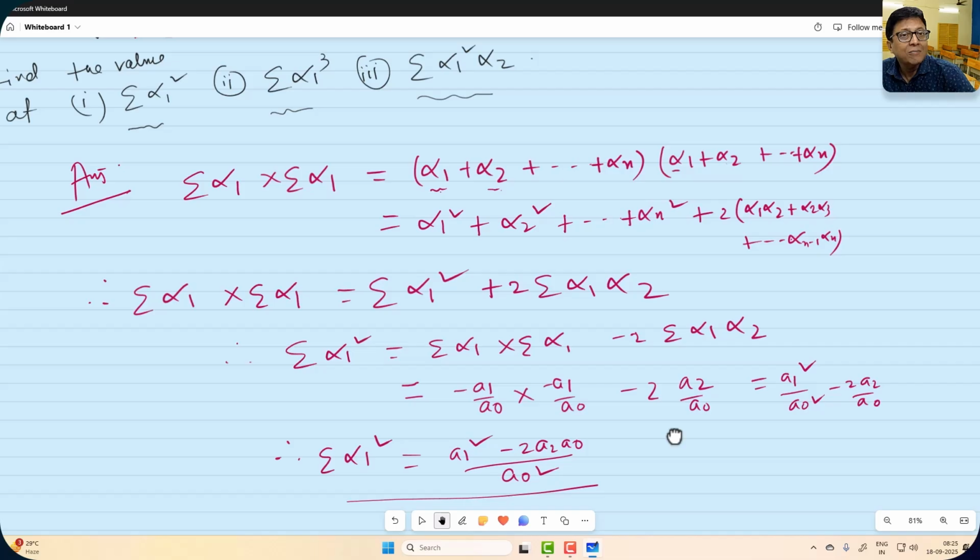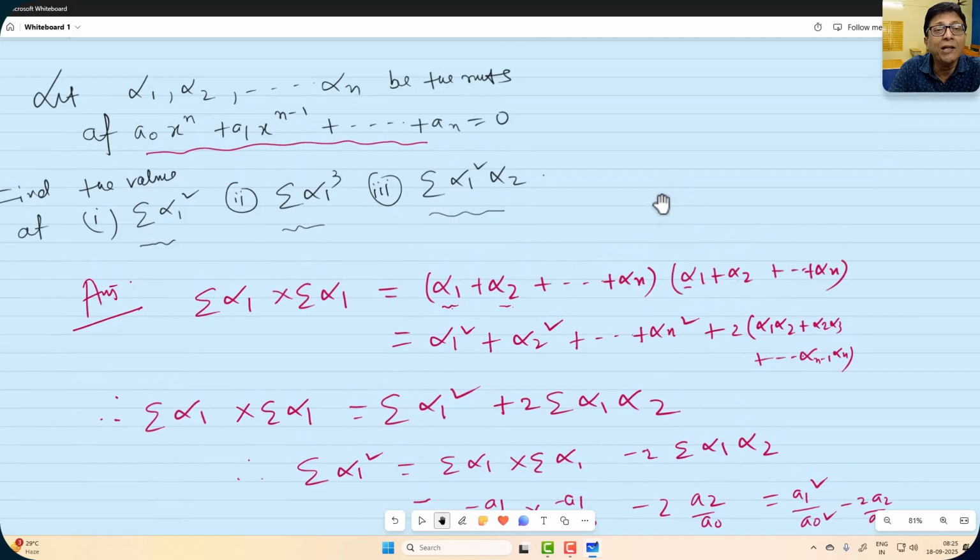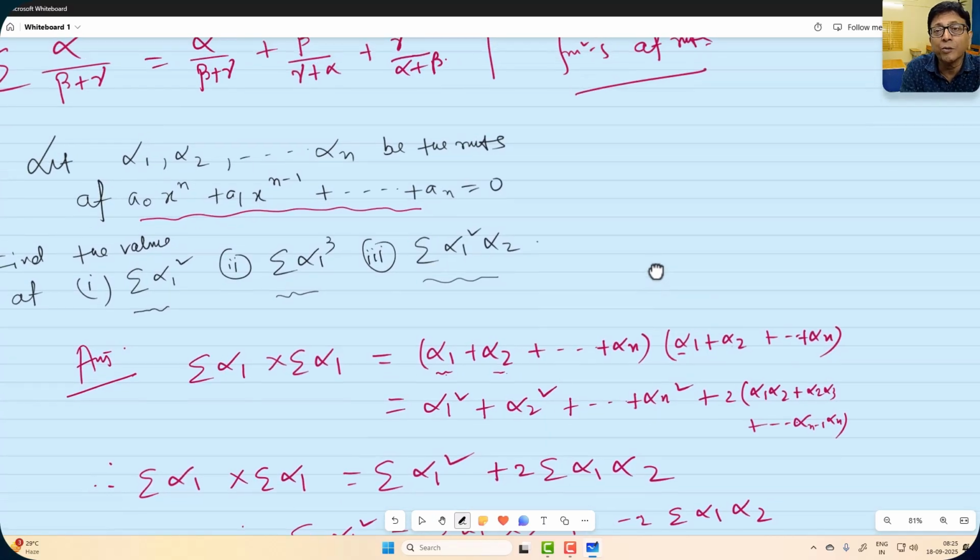Is that clear? So try to understand the simple logic here. We have multiplied sigma alpha 1 with sigma alpha 1 to get sigma alpha 1 square. Our strategy for the next one, sigma alpha 1 cube: how will I find it? How to start this? Sigma alpha 1 cube, we start with sigma alpha 1 square, because sigma alpha 1 square we already got, we multiply these two.